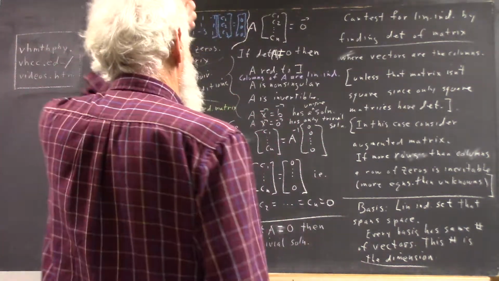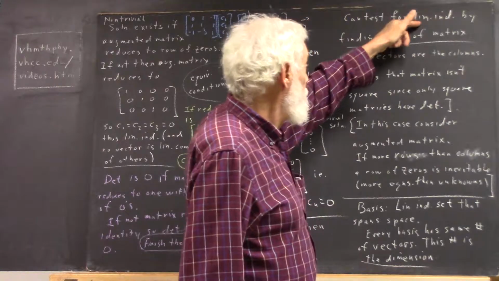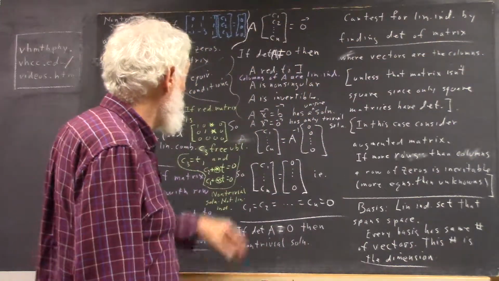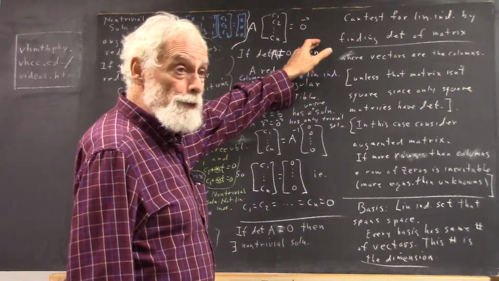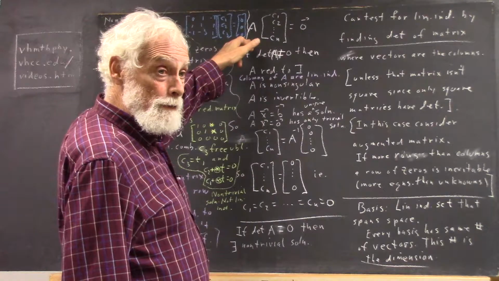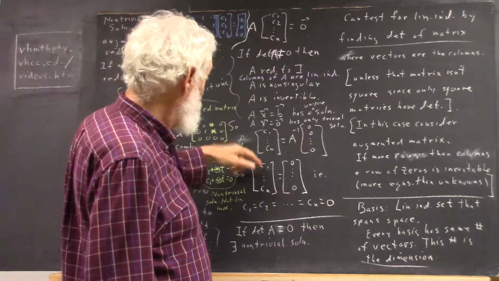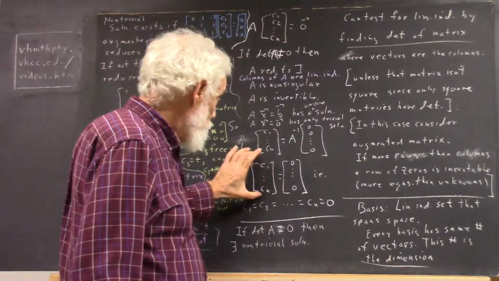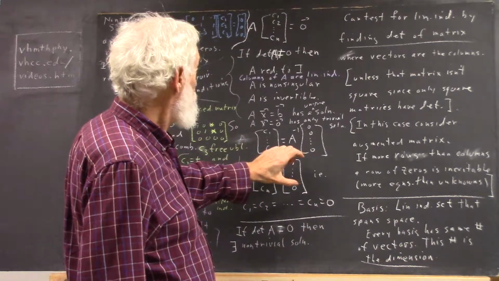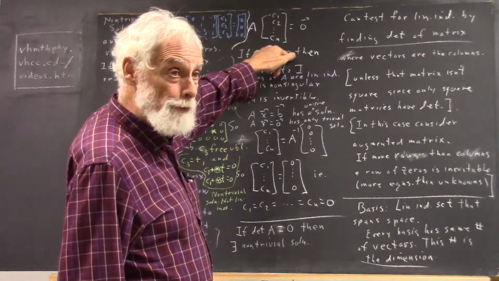So the bottom line is that we can test for linear independence by finding the determinant of the matrix. This is because, again, this matrix equation has only the trivial solution if the matrix is invertible. Because if the matrix is invertible, right there is our solution. And the matrix is invertible if and only if its determinant is non-zero.